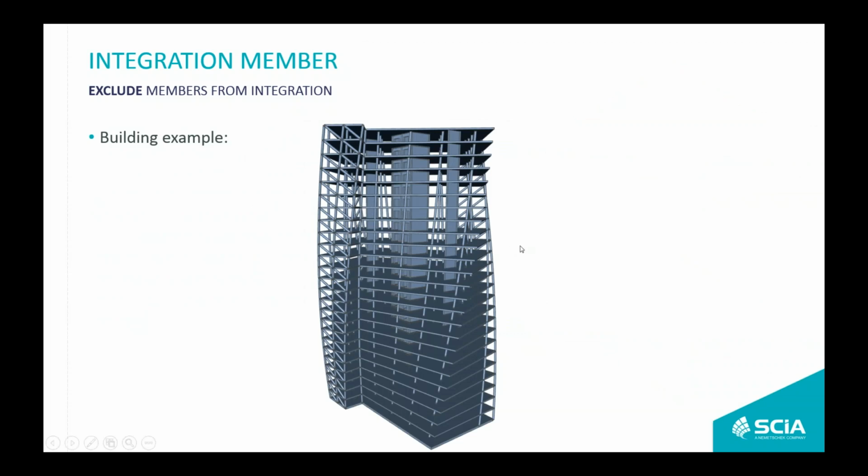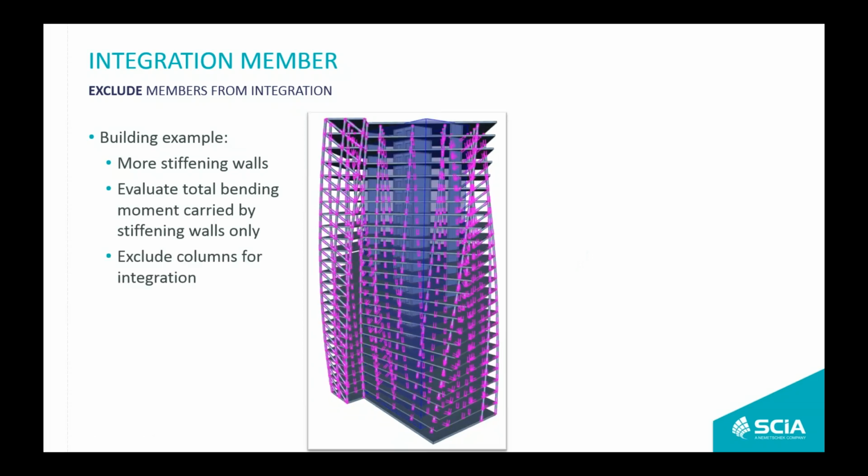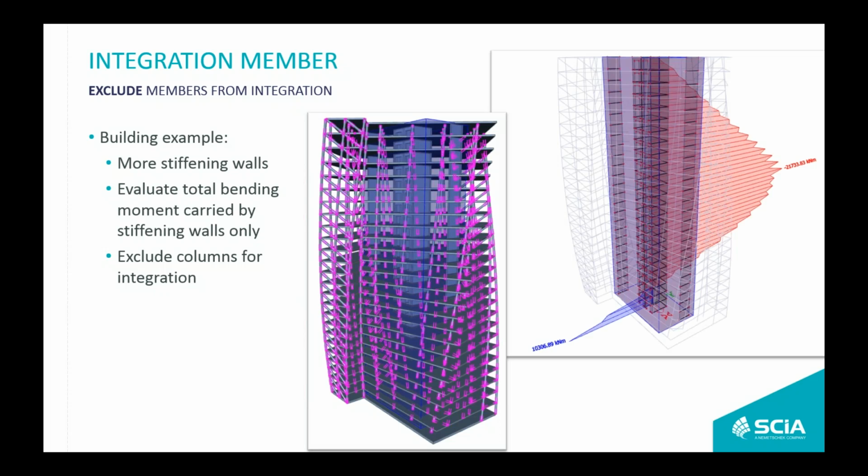Imagine that here I have a multi-story building with a stiffening core and some other stiffening walls, and I would like to obtain the total bending stiffness carried by the walls only from, let's say, wind action. So I want to exclude all the columns. I'm able to do that, and then I'm able to see the bending moment from the wind action on the shear walls in the structure.